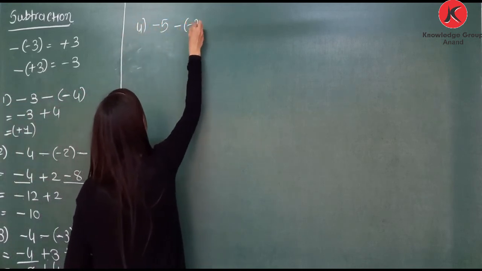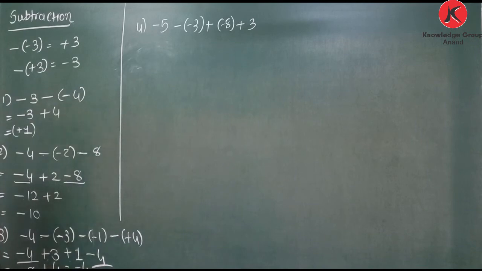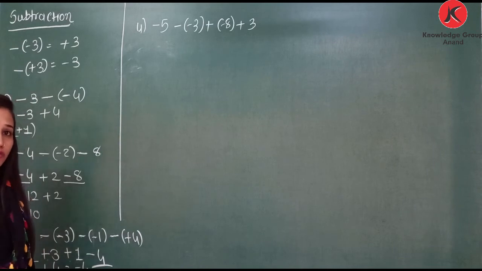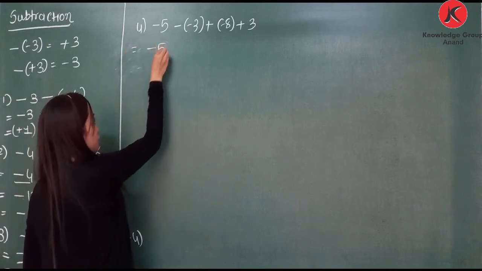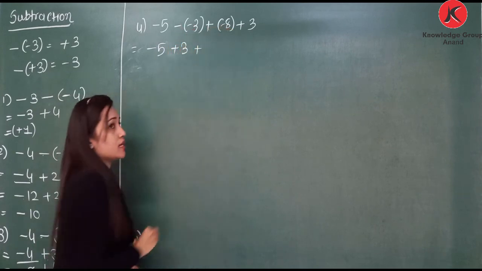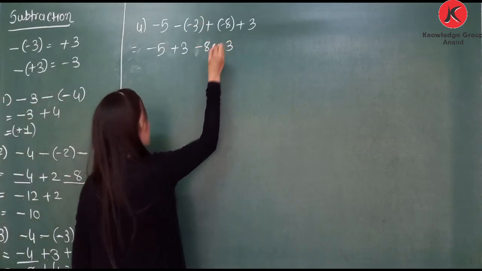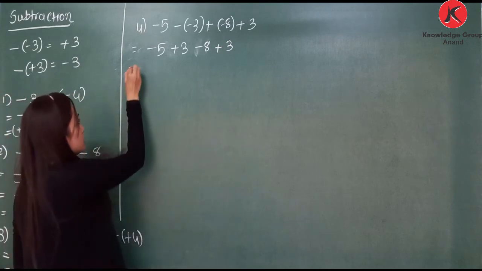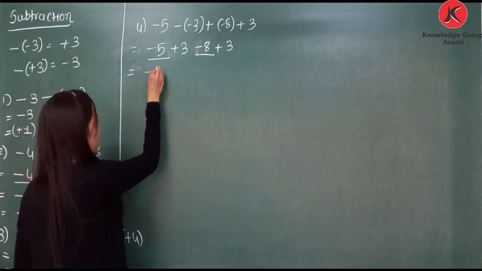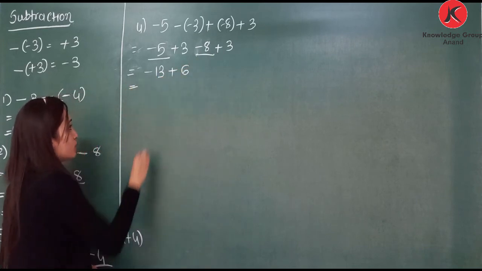Minus 5 minus 3 plus minus 8 plus 3. Now here I apply the concept of both addition and subtraction. Whenever there is a negative sign, the sign of the number will be changed. Minus 5 minus plus, so that is plus 3 plus minus. So here we get minus 8 plus 3. Now same, minus 5 minus 8, that will be minus 13. 3 plus 3 is plus 6. So minus 13 plus 6 will be minus 7.